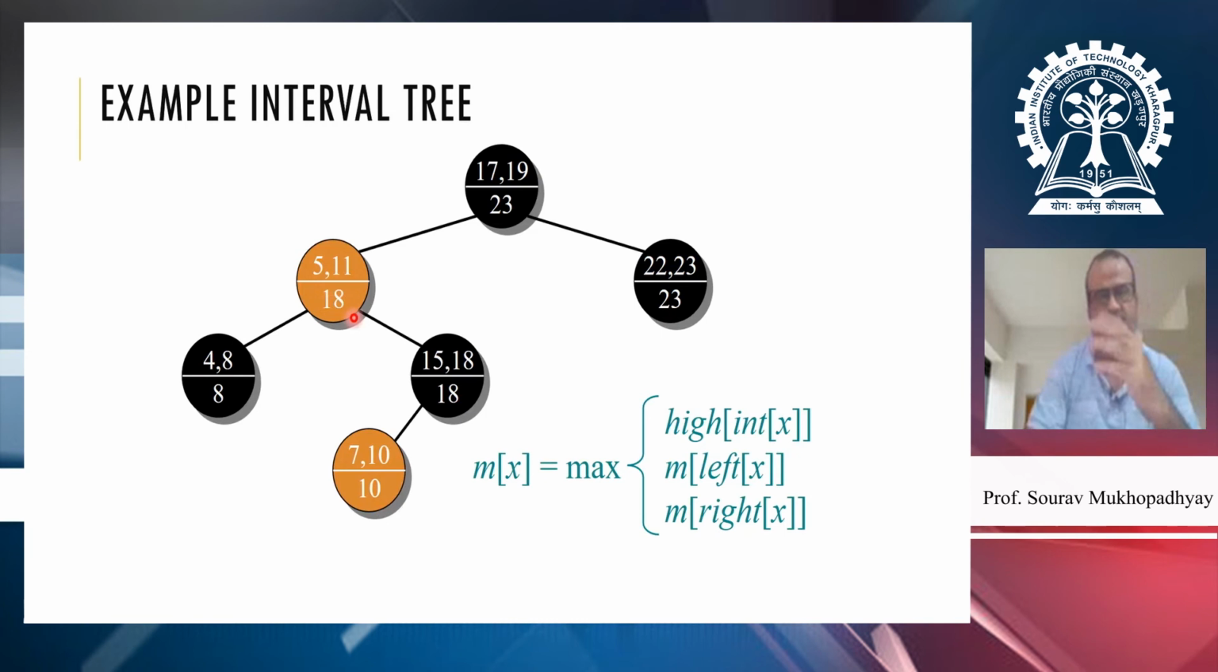So the formula is the max between this left part, left max, which is 8, right max 18, and 11. Among these three, 18 is the maximum, so we put 18 over here. So 18 is the maximum value rooted at this subtree. Similarly, this is 23, and this is also the max of 18, 23, and 19, so this is 23. Is this okay?